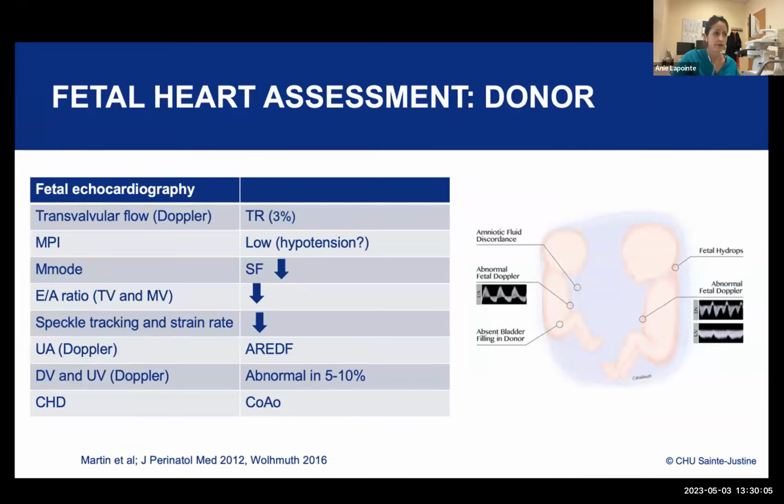In the donor, tricuspid regurgitation may be seen, but it's not frequent. However, when it is present, it tends to be severe. MPI tends to be low, maybe reflecting a hypotensive state. Shortening fraction can be decreased. E/A ratio in both ventricles can be decreased too. Spatial tracking can also be abnormal. The umbilical artery can show the appearance of absent or reverse end-diastolic flow, which represents the development of IUGR. Ductus venosus and umbilical vein Doppler can be abnormal, and sometimes coarctation of the aorta may be detected.